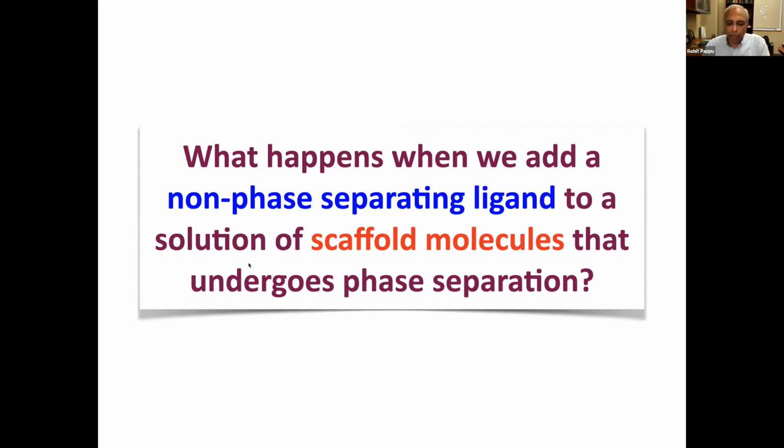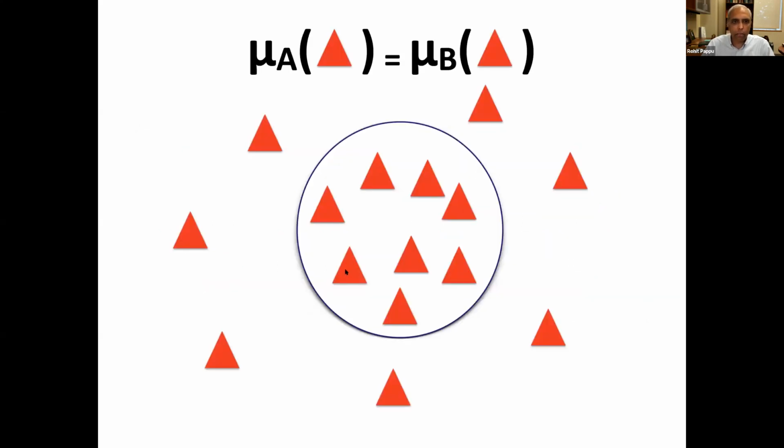What we set about to do was to ask a question where we say that, well, a molecule that is not driving phase separation, is not required for phase separation, we'll call it a non-phase separating ligand if it can bind to the scaffold molecule that undergoes phase separation. And so the obvious question that arises is, what happens if we were to add a non-phase separating ligand to a solution of scaffold molecules that undergoes phase separation?